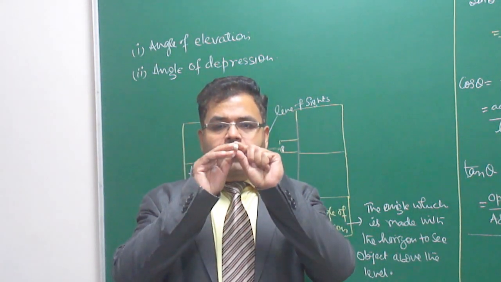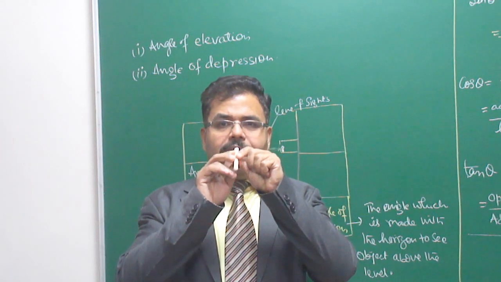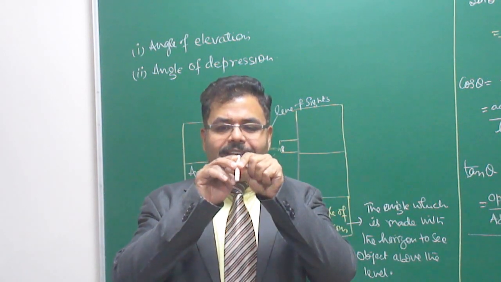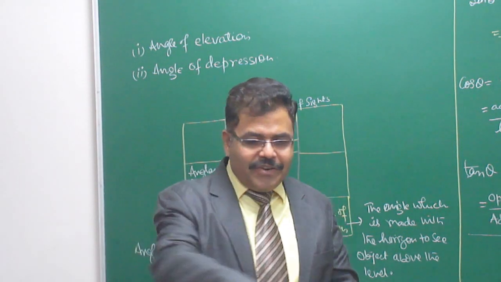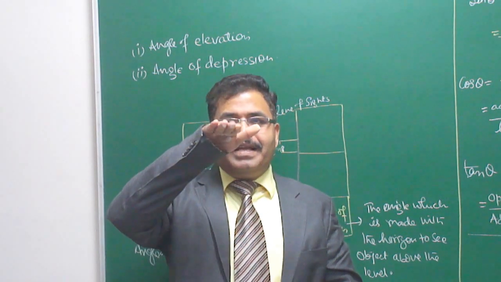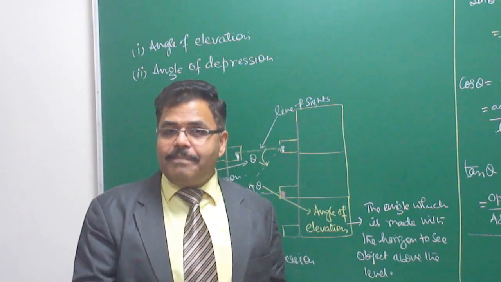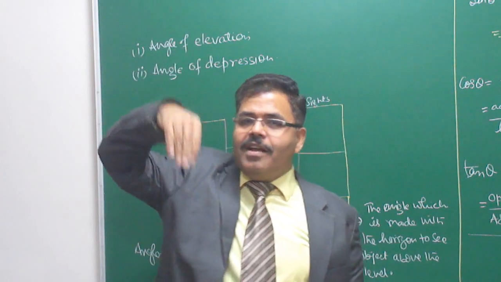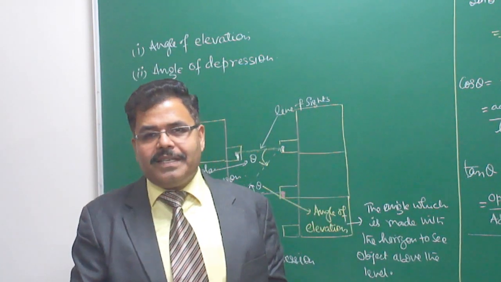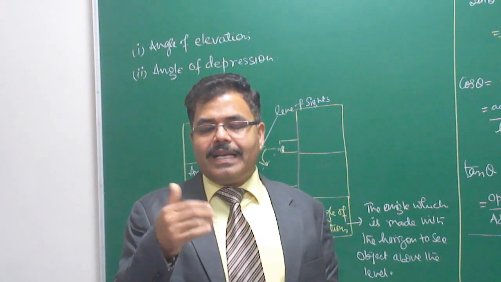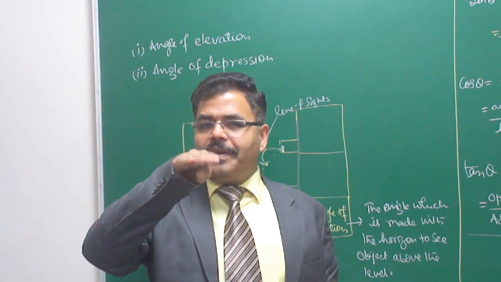Angle of depression. Because on the third floor you are looking like this, and when you turn down, the line of sight turns down to see the cars on the road. So angle of depression will be made. When a person is at a higher level, looking at a lower level, the angle made by the person with his line of sight is called angle of depression.